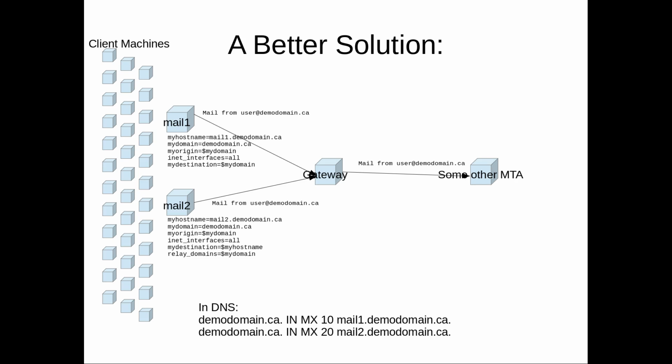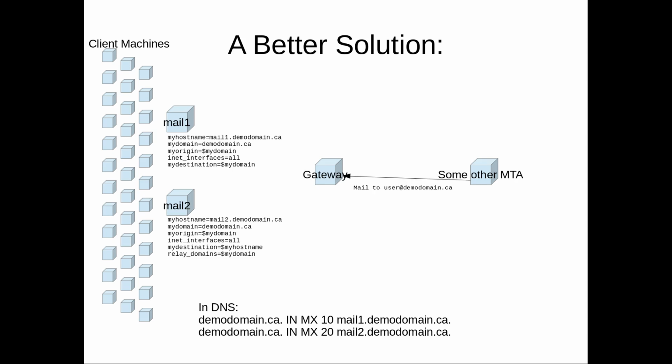Well, ideally, their server is going to use DNS to look up who's the mail server for demodomain.ca, see that MX record that we created that says it should go to mail1.demodomain.ca, and the email gets sent there. Great. But the whole point of having potentially multiple MX records is sometimes that will fail. And we don't want that email to just disappear.